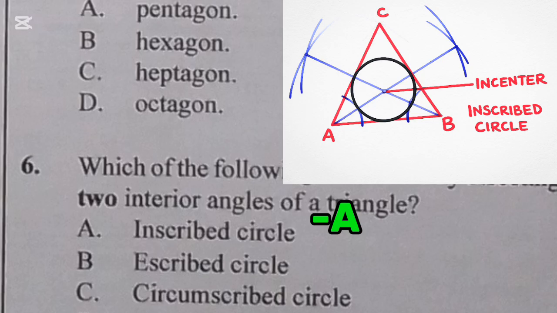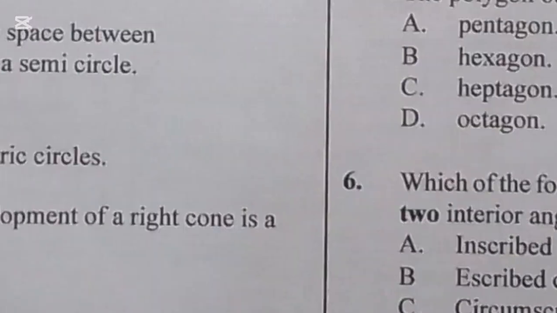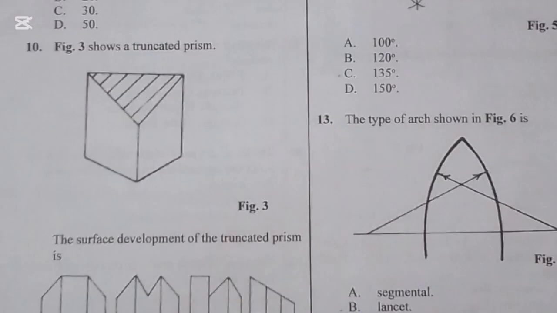You have to get the incenter. So we get the incenter by bisecting two of the angles, and when that is done, we get the incenter, which is used to draw an inscribed circle to the triangle. Okay, now we move to question 7.